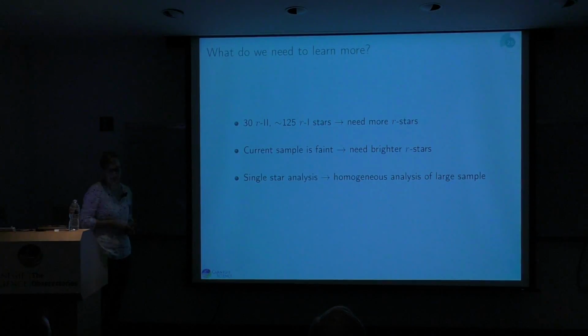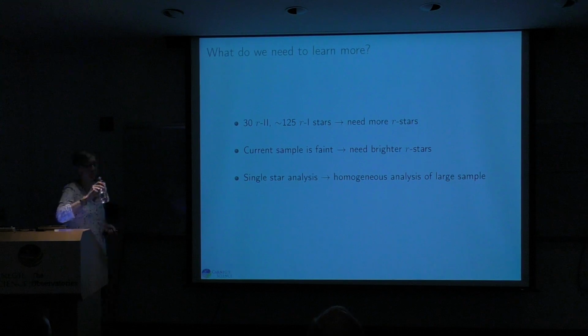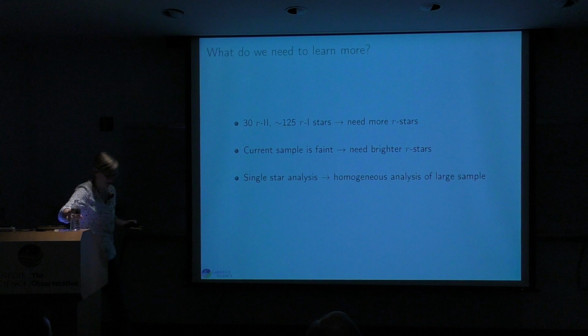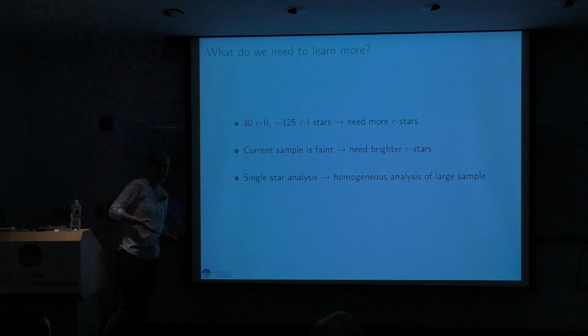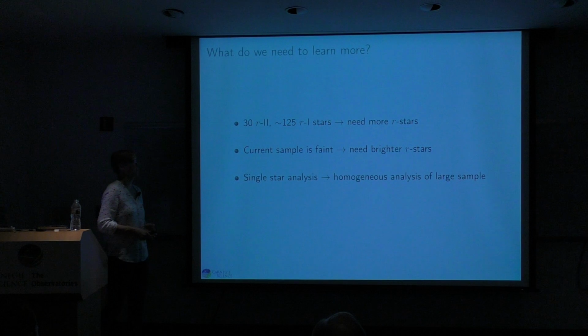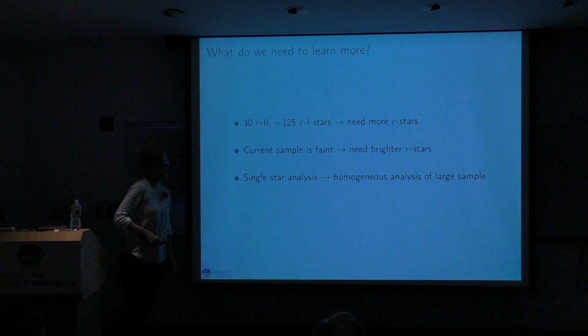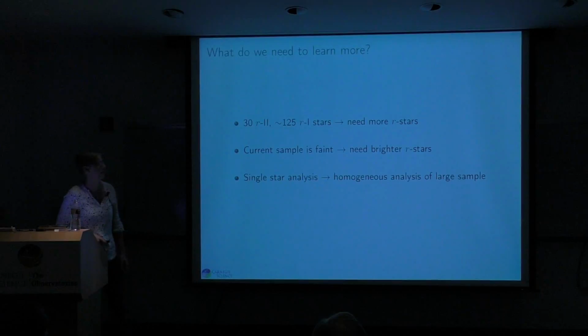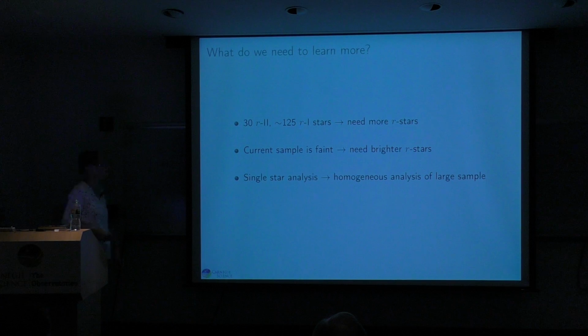So the question is, now I've shown you all sorts of abundance evidence that we have, but I haven't actually said this is evidence that we have a neutron star merger, or this is evidence that we have a core collapse supernova or something. So what do we need to learn more? What do we need to get further in this field? And as a stellar spectroscopist, I say we need more stars.